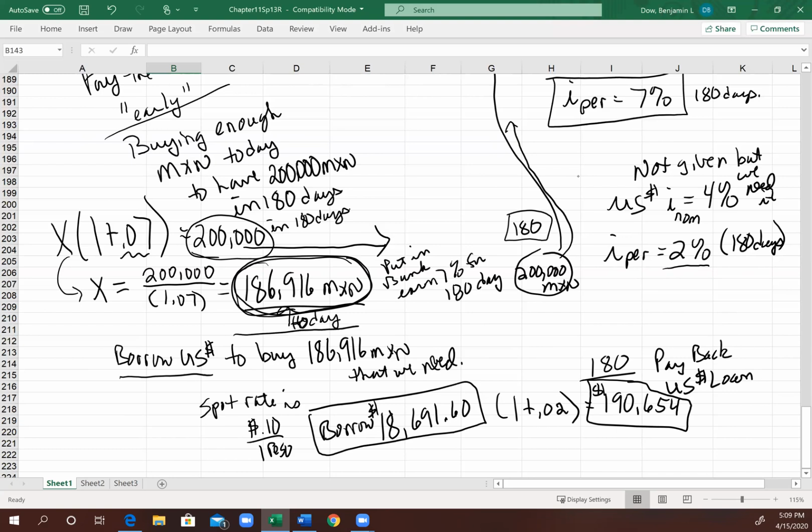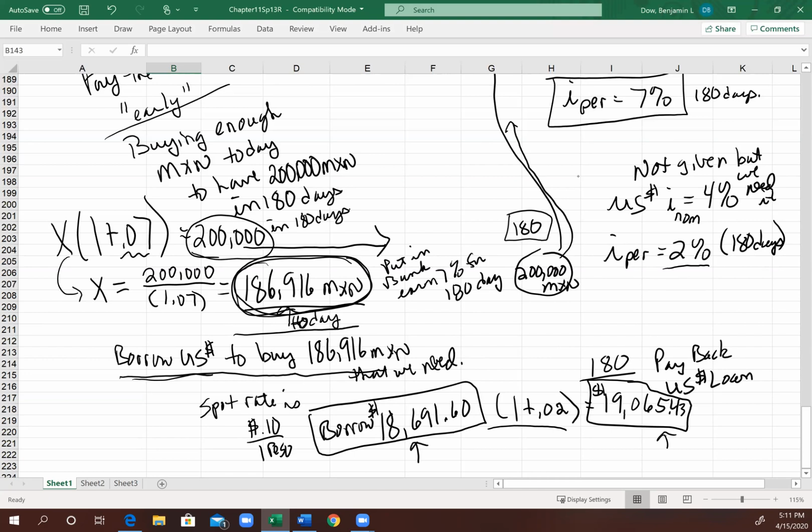But if we don't use our own money and decide to borrow it, then we can borrow $18,691.60 today. If we get charged 2% interest, we're basically paying it back at 18,691.6 times 1.02, which is $19,065.40. So when we pay back the US dollar loan, we're basically paying back $19,065. It's equivalent to what 200,000 pesos would cost.